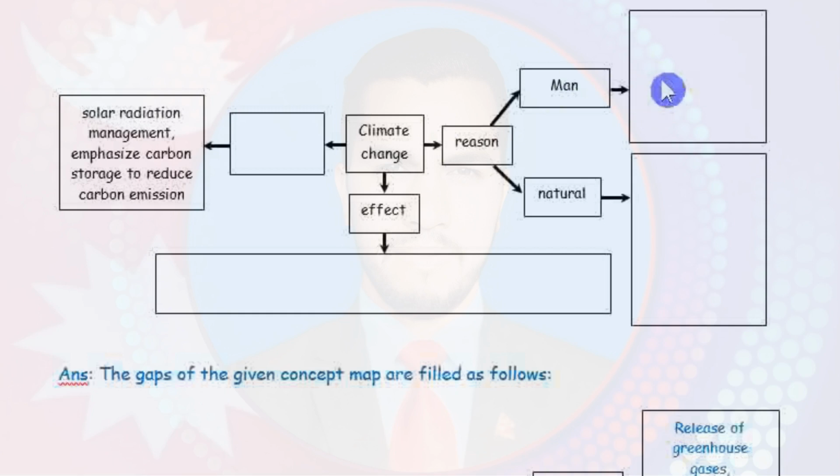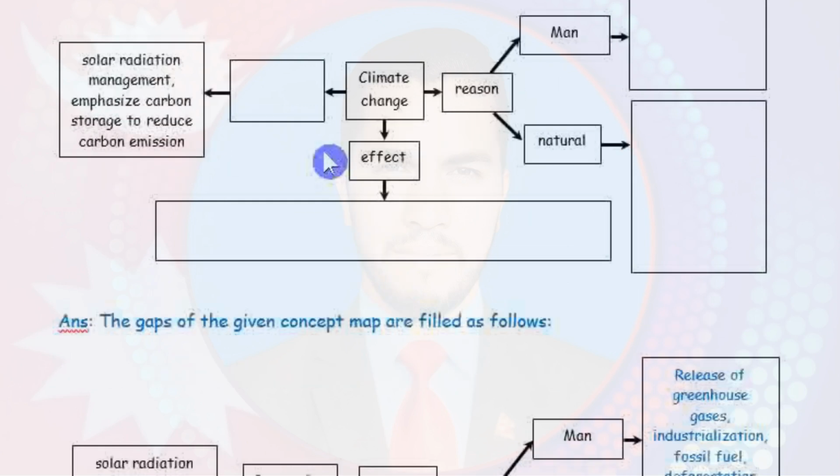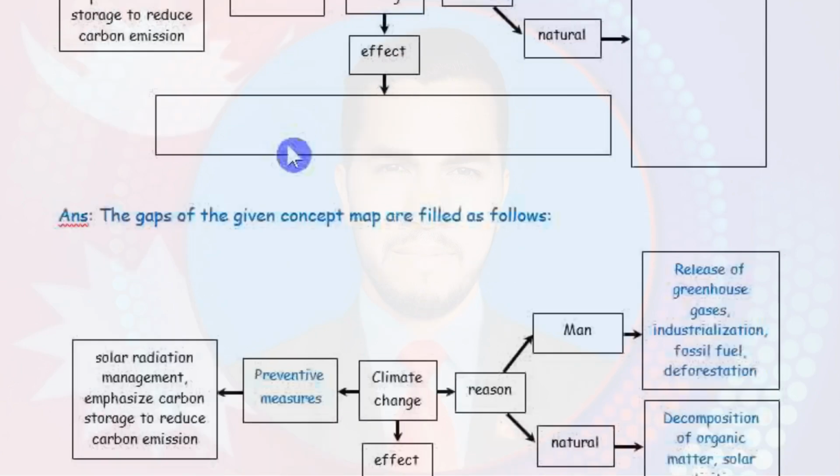Here are the causes of climate change. Here are also the causes, natural causes of climate change. Here we have to write man-made causes of climate change. Here we can write the natural causes of climate change. Here we can write the effects of climate change. And here it is going to show the preventive measures of climate change. So here we have to write preventive measures. So let's go to the answer.